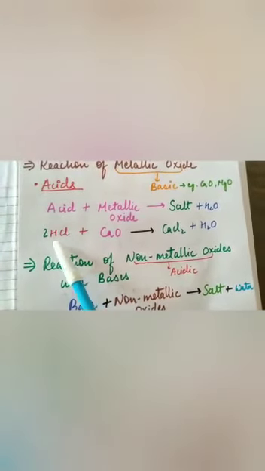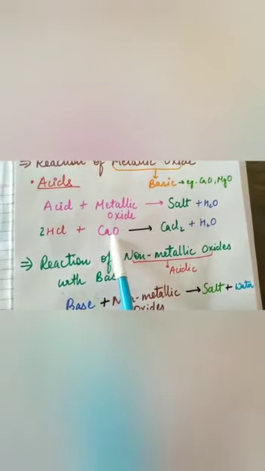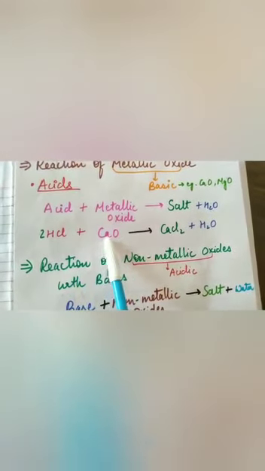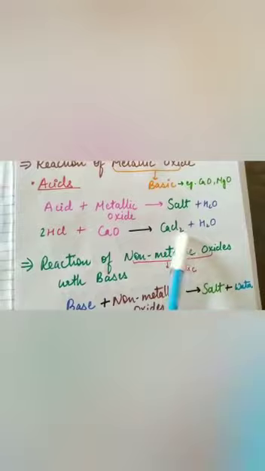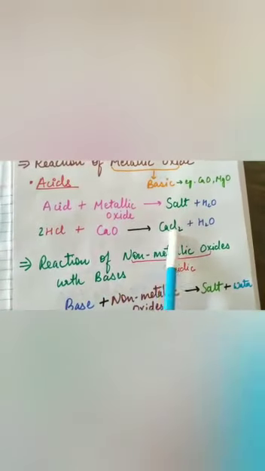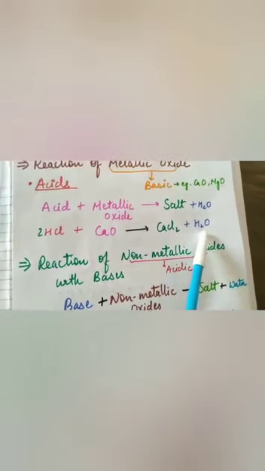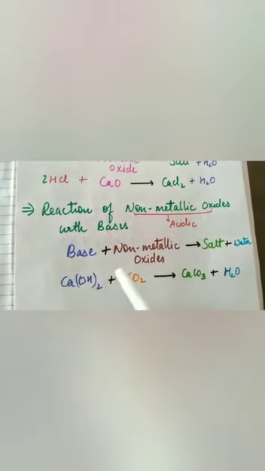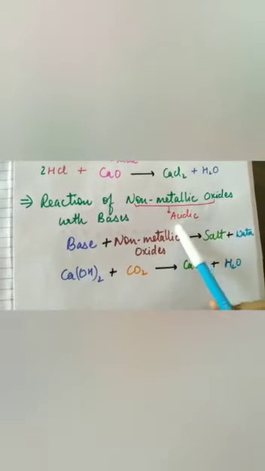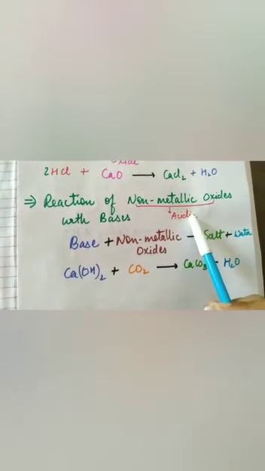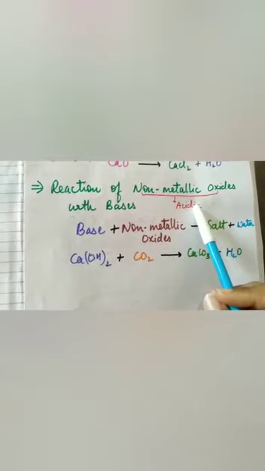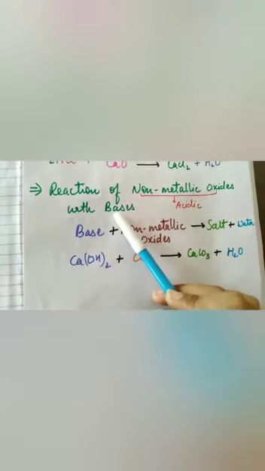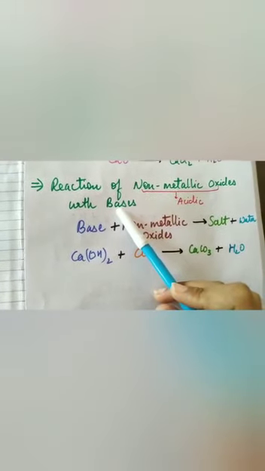Over here I am taking the example of HCl and CaO, that is calcium oxide, which is a metallic oxide. When HCl and CaO react, chloride from here comes with calcium, so calcium chloride is formed and water is formed. Then next is the reaction of non-metallic oxide with bases. Non-metallic oxides are acidic in nature. Metallic oxides are basic in nature and non-metallic oxides are acidic in nature.